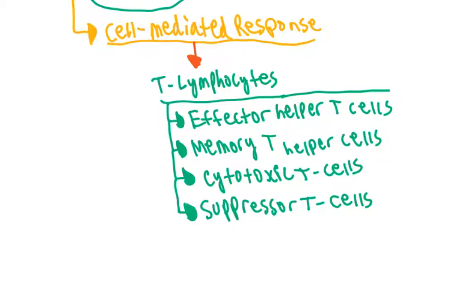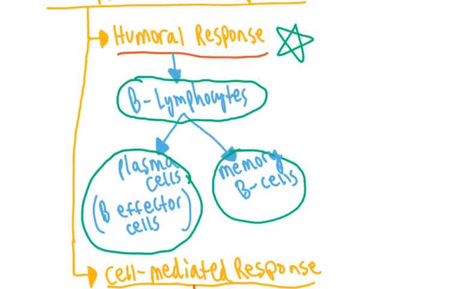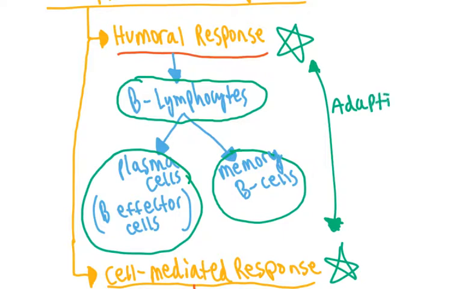These two classes, humoral response and cell-mediated response, are the main types of adaptive immunity, or the main parts of our specific immune system. This is what people refer to when they talk about the adaptive immune system.